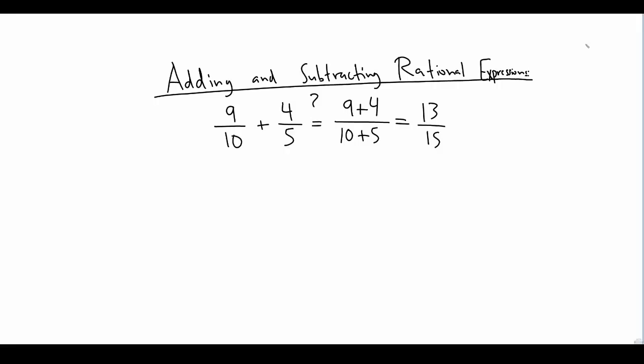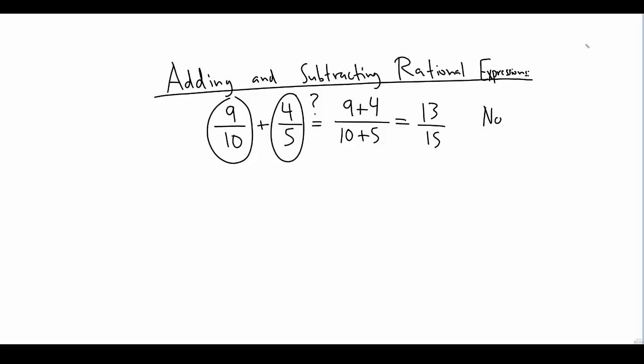Is this valid? Can we do it like this? Is this a rule? Turns out the answer is no. The answer here is not 13 over 15. As you can see, if you think of this, you have 9/10 of one candy bar and 4/5 of another candy bar. How many candy bars do you have in total?